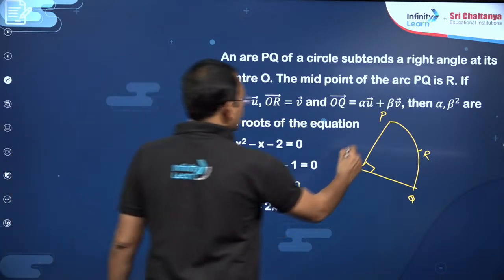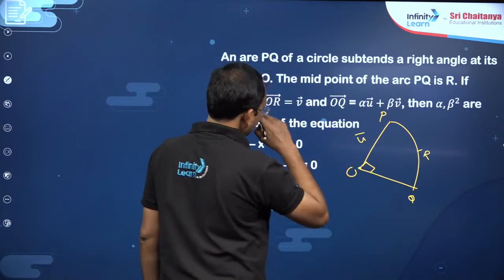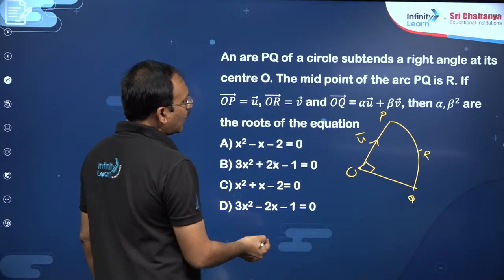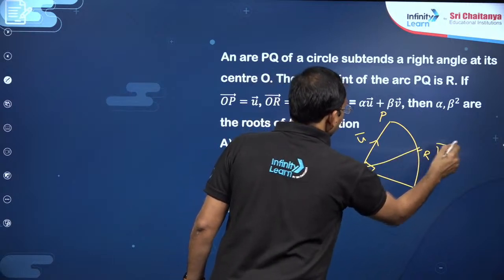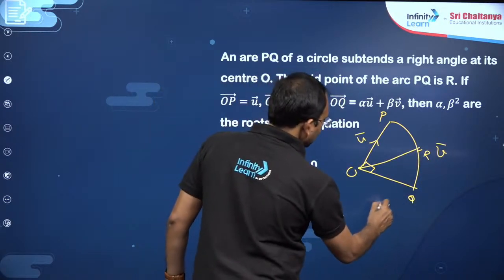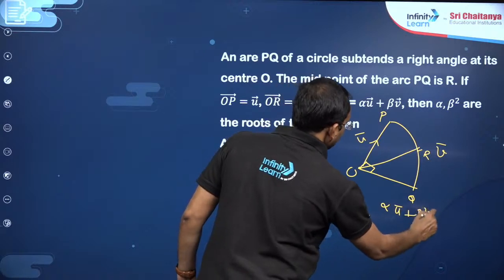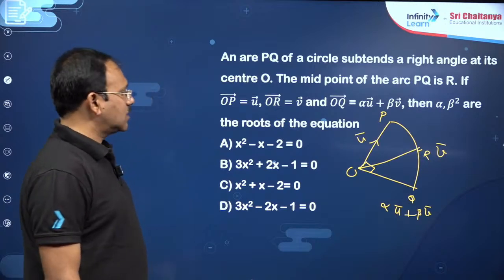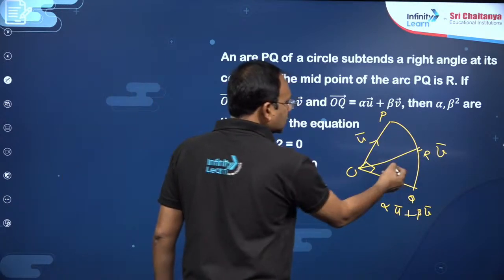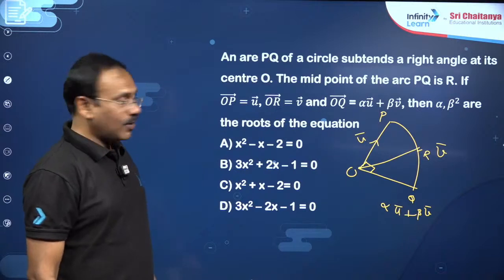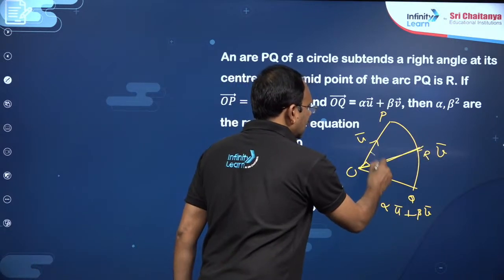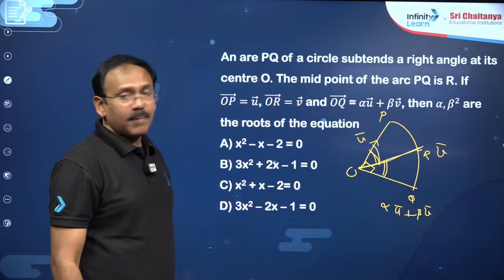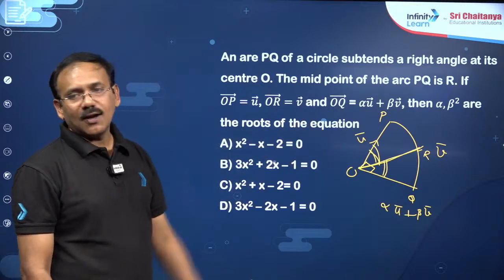If OP bar is U bar, suppose this is O, as well as OR bar is V bar, and OQ bar is nothing but alpha U bar plus beta V bar. Then alpha, beta square are the roots of the equation. Actually, dear students, these two vectors must have the same magnitude, correct? Second point, this must be exactly the angular bisector. Here the angle must be 45 and 45 by symmetry, right? So if you apply that logic, my dear friends, you will get a relation connecting alpha and beta.